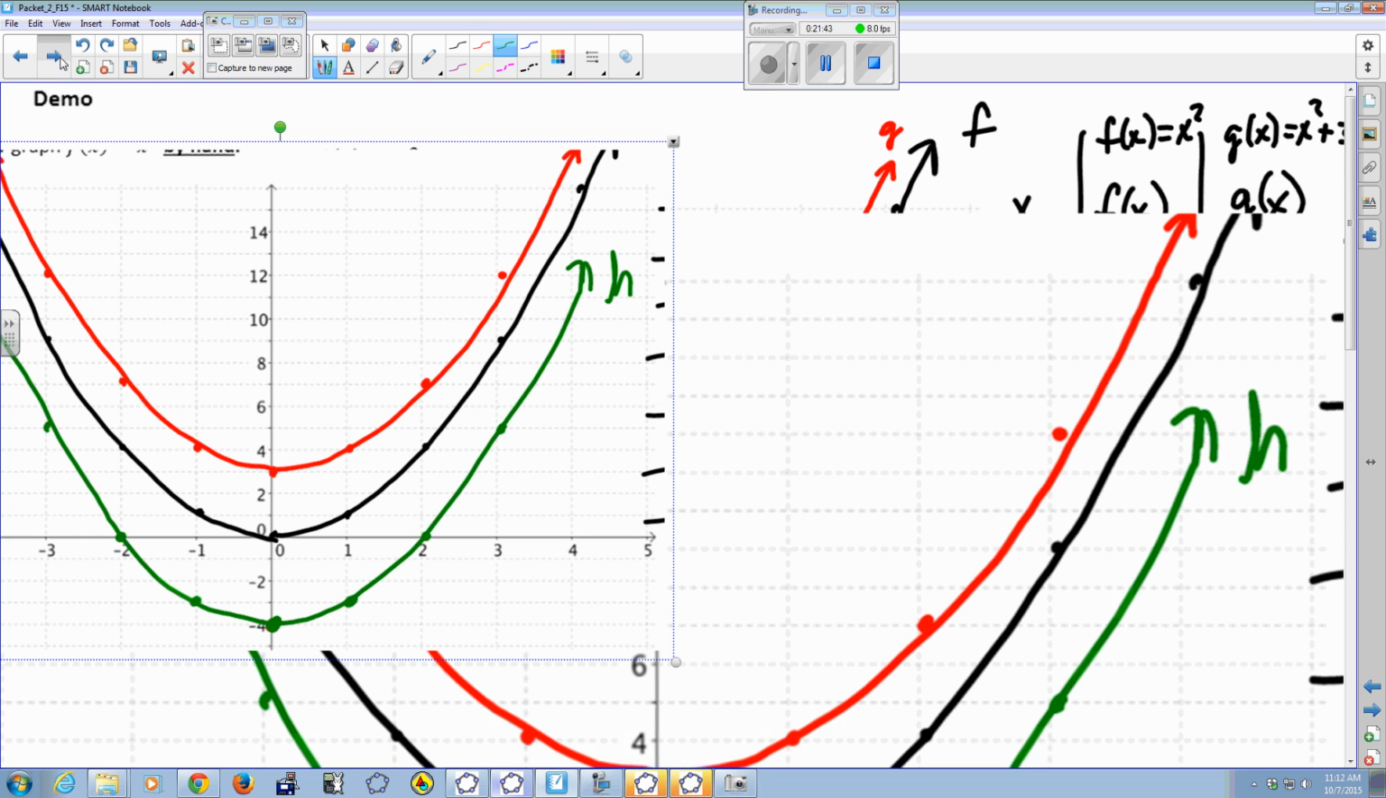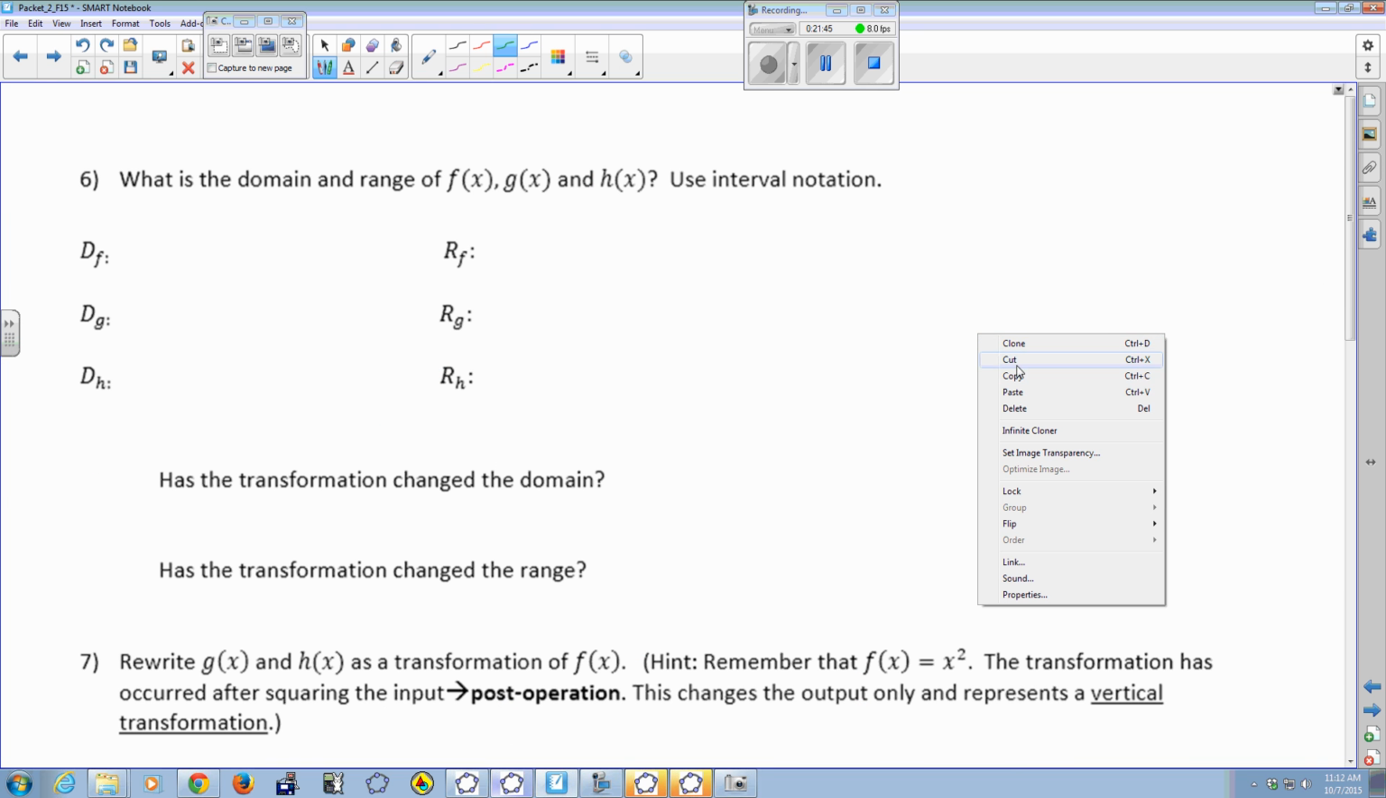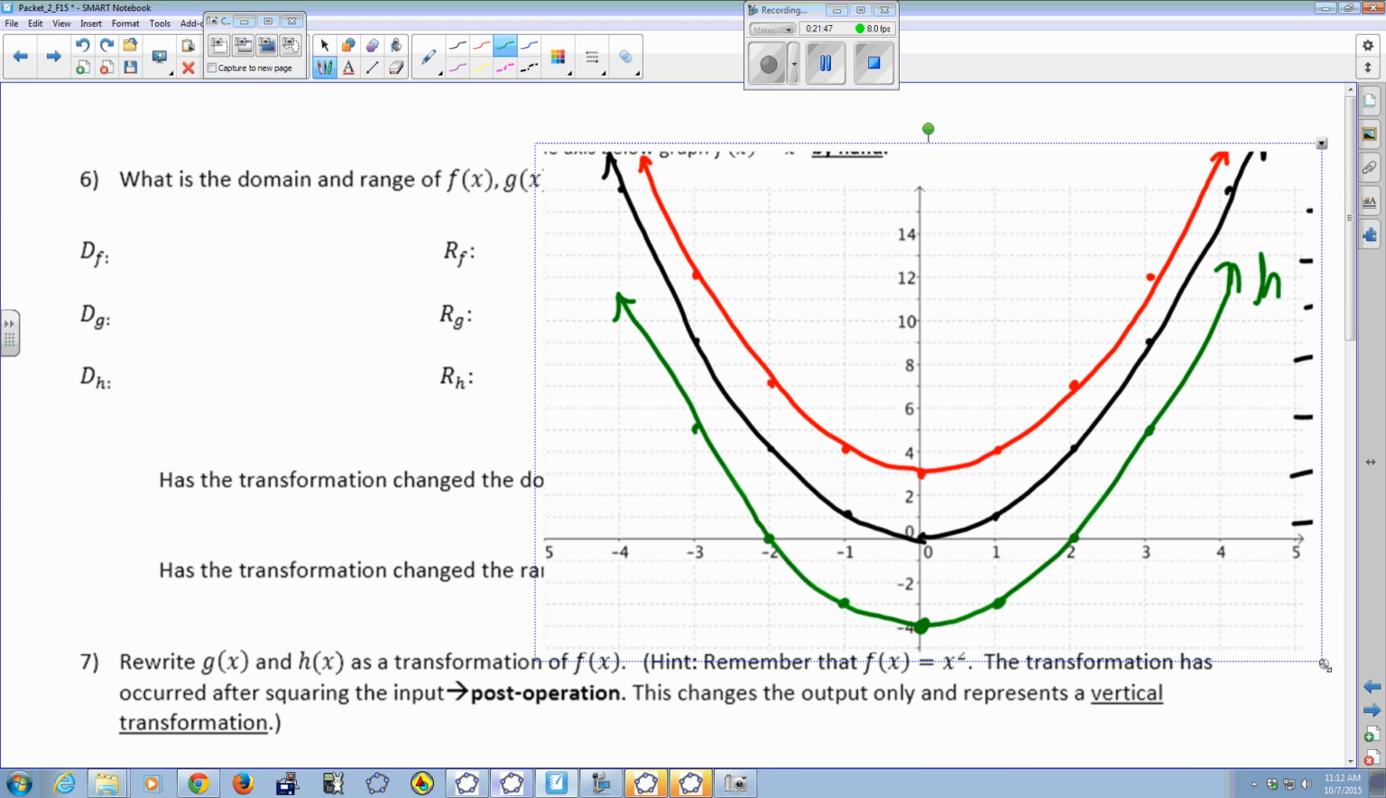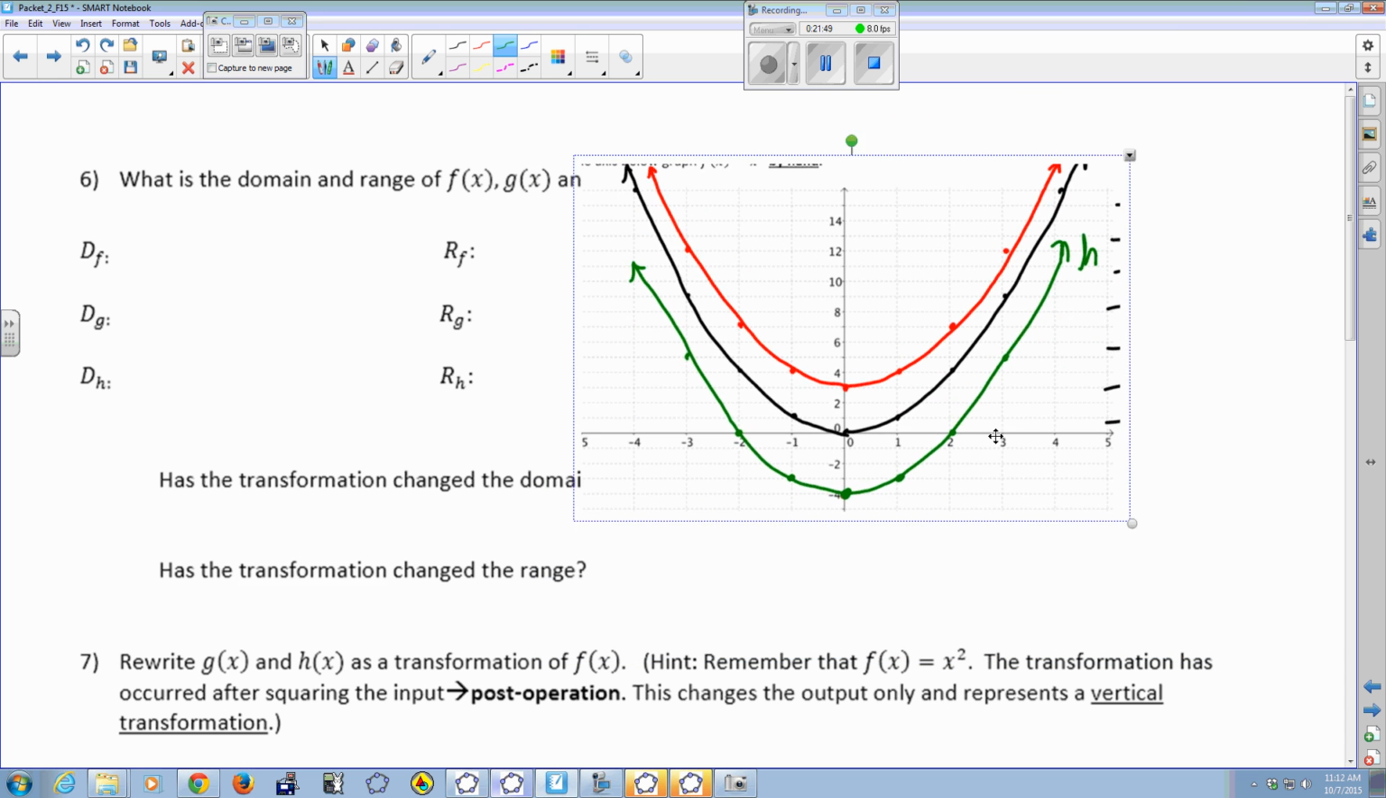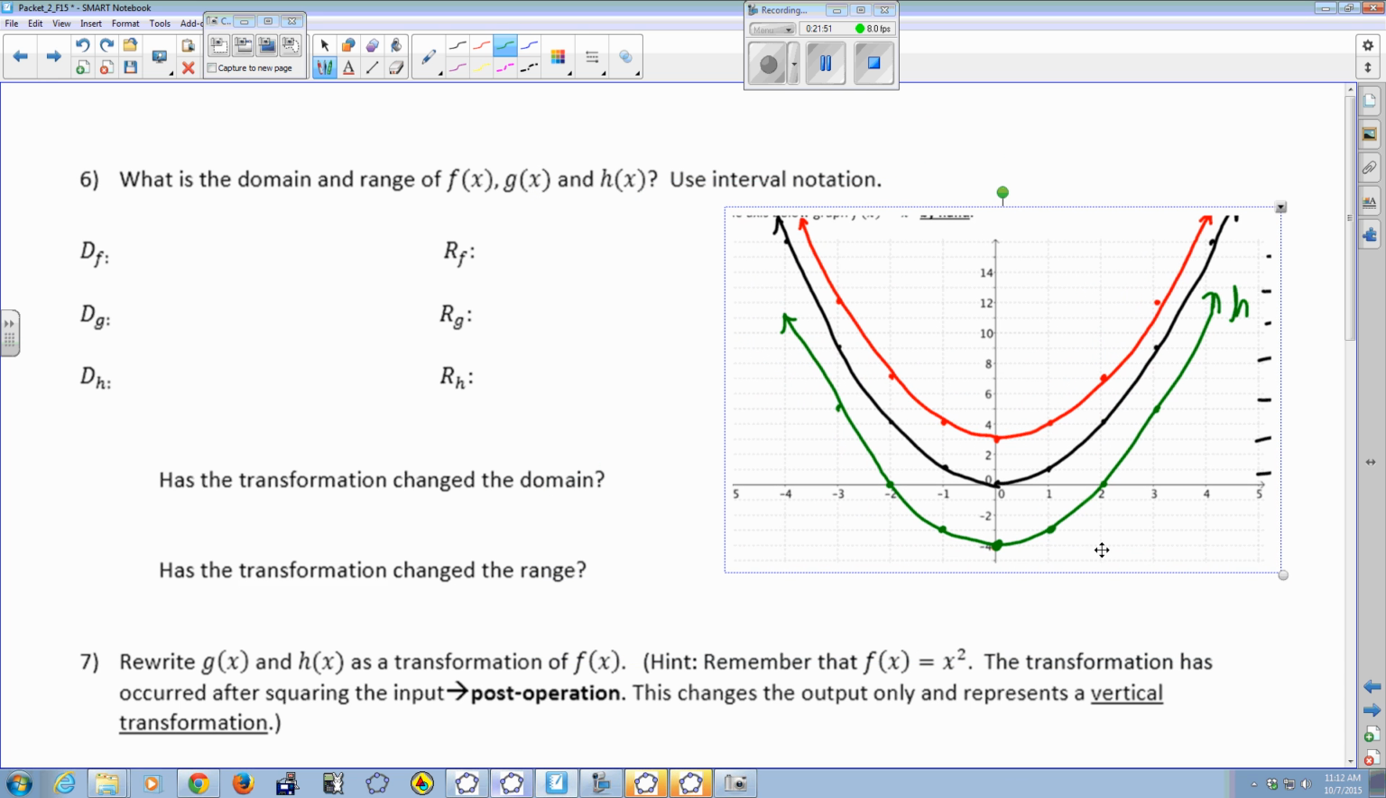Copy, and let's throw it over here so we can take a look. Paste. Okay, so here are our 3 graphs. So let's talk about the domain, the range, and for f, g, and h.